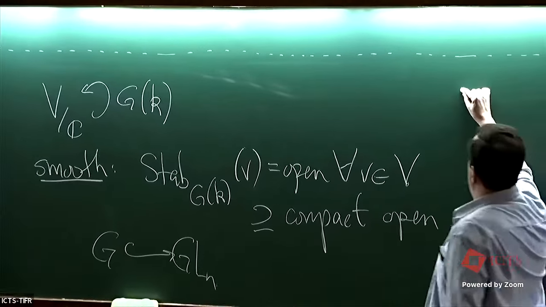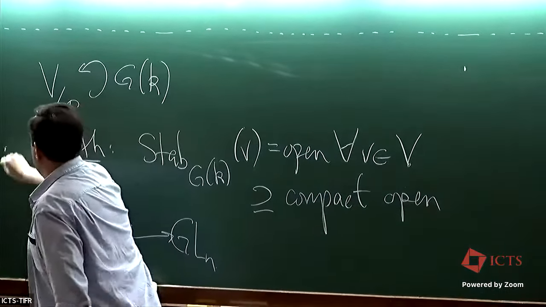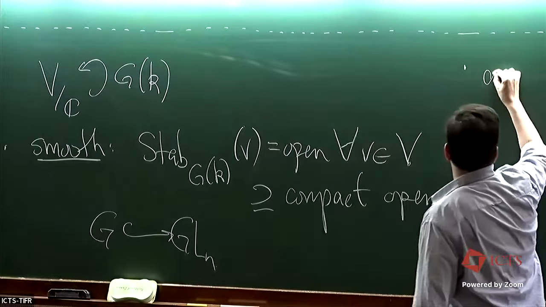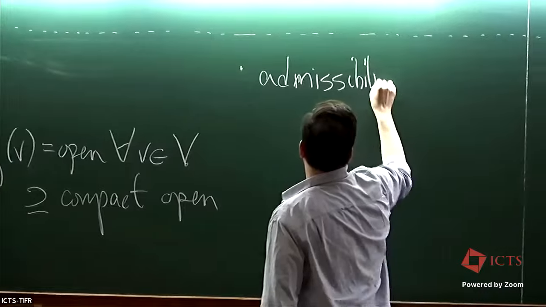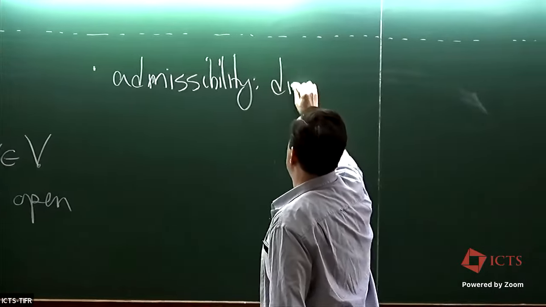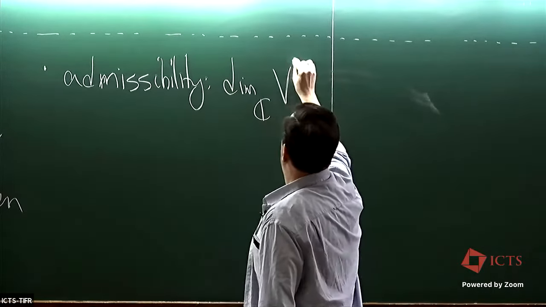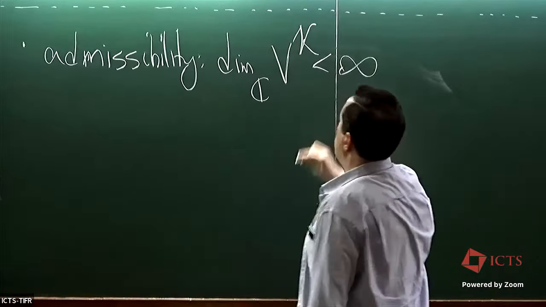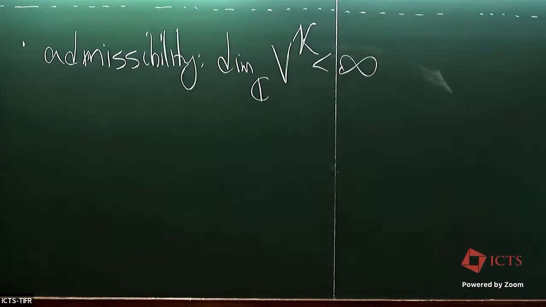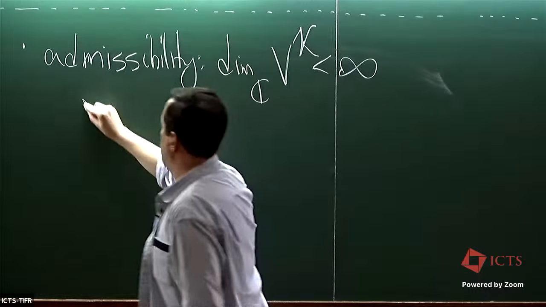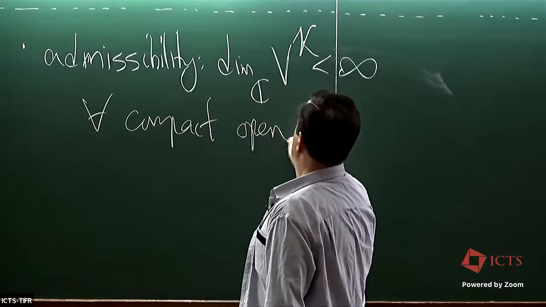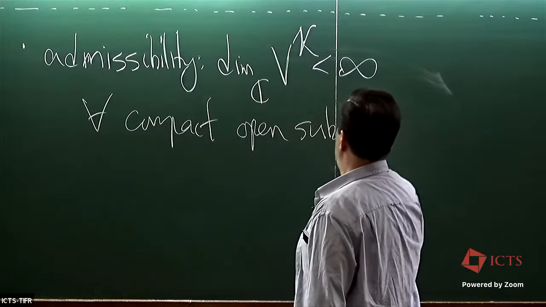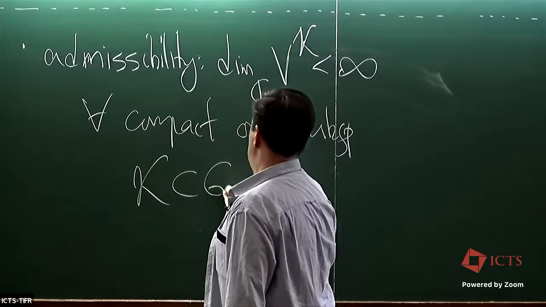And the other property of the representations that are widely studied is a kind of admissibility condition, which is some finite dimensionality property: that for all compact open subgroups script K inside G(K).